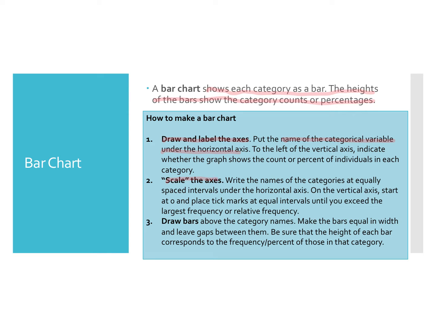Then we'll scale those axes, meaning we'll write the names of the categories on equally spaced intervals under the horizontal axis. On the vertical axis, you can start at 0 and place tick marks at equal intervals. And you will continue putting these tick marks here until you have the largest frequency or relative frequency. Then you'll draw the bars above the category names, make the bars equal in width, and leave gaps between them. Be sure that the height of each bar corresponds to the frequency or percent of those in the category.